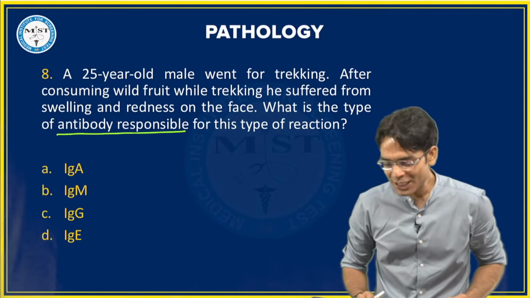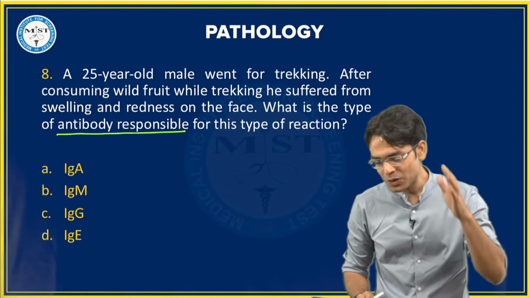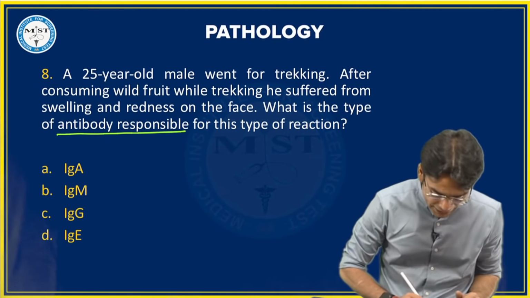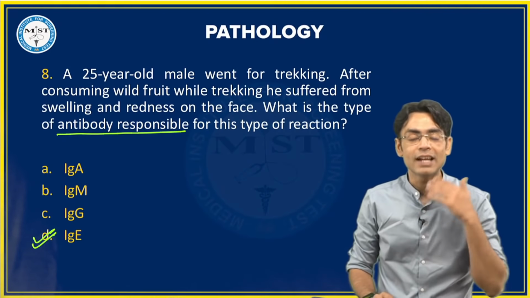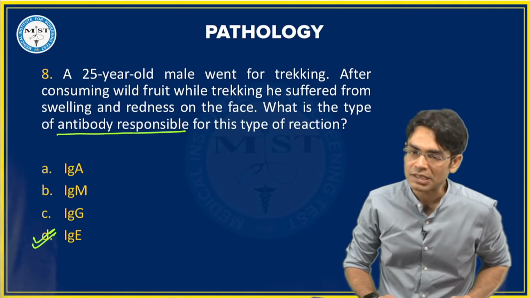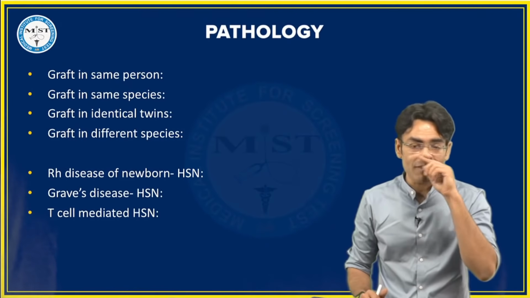So you have started giving me the options, the answers. Wow. This again, the correct answer is E. This is type 1 hypersensitivity. The antibody responsible for type 1 hypersensitivity is IgE. Chaliye, graft in the same person.